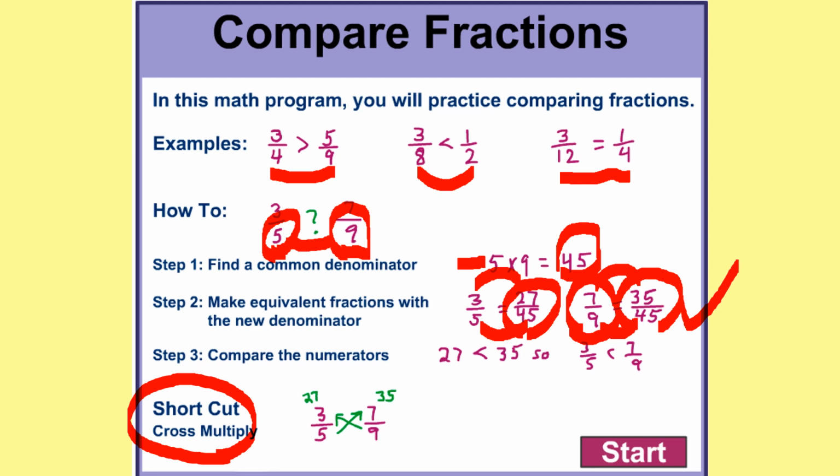The shortcut is called cross multiplying. To cross multiply, what you do is just multiply the denominator with the opposing numerator. So 9 times 3, 27. Denominator, opposing numerator, 5 times 7 is 35. The winner is 35, so 7/9 is greater.